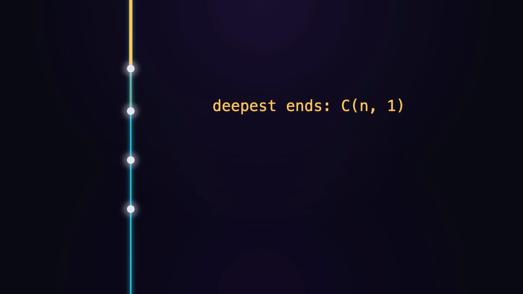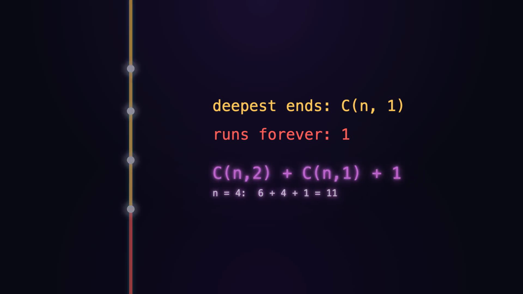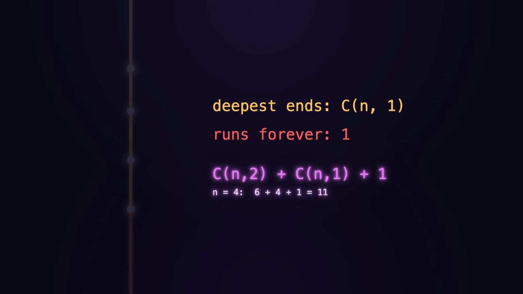Each point is the deepest end of exactly one piece. That's n choose 1, plus a single piece that runs off forever. That's 1 more. So the full answer stacks up. N choose 2, plus n choose 1, plus 1. Notice what happened. The plane problem contained the line problem, 1 dimension down. But the same machine runs the other way too, upward.